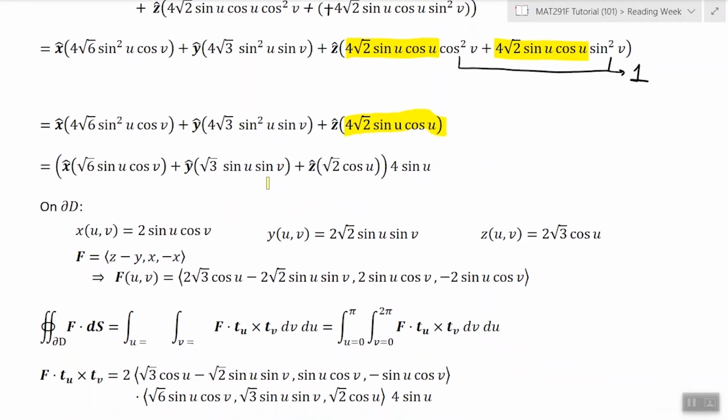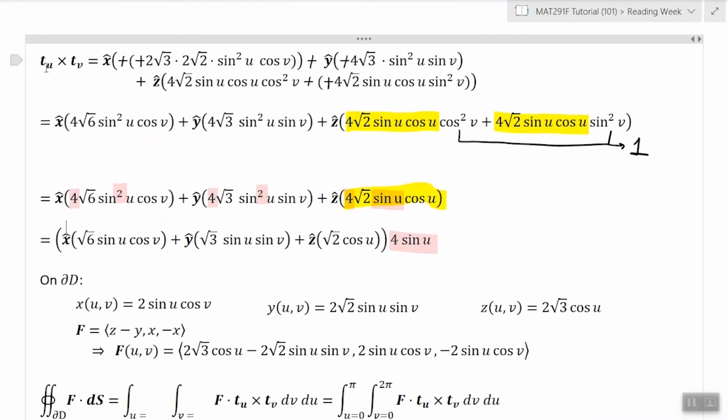Next, what I did is I factored out 4 times sine u. So I took sine u and 4, and I factored it out. So this 4 and this square is gone. That's why this is missing. Those factors, and same thing here. And everything else stays the same. I just factored out this. I did this just to simplify it a little bit so I don't have to carry around this factor for all 3 terms. Okay, so this was Tu cross Tv.